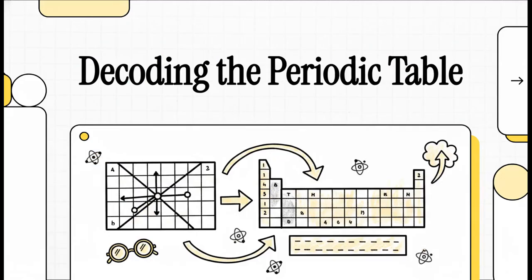Well, welcome to this explainer. I'm absolutely thrilled to be your guide today as we take this seemingly complex grid and transform it into a beautifully organized map. We're going to decode the periodic table together, and trust me, by the end of this, you are going to see the chemical world in a completely new light. So let's just dive right in.